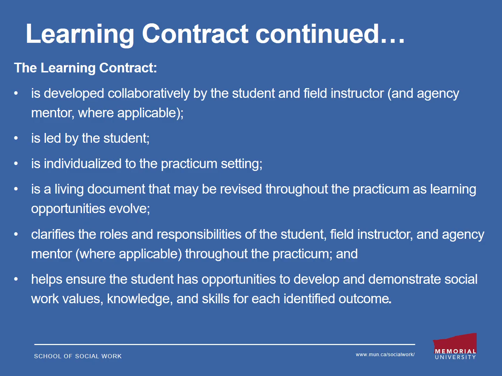The learning contract is developed collaboratively by the student and the field instructor and the agency mentor where applicable. It is led by the student. It is individualized to the practicum setting, and it is a living document that may be revised throughout the practicum as learning opportunities evolve. It also clarifies the roles and responsibilities of the student, field instructor, and agency mentor where applicable throughout the practicum, and helps ensure the student has opportunities to develop and demonstrate social work values, knowledge, and skills for each identified outcome. A well-developed learning contract supports intentional learning, meaningful supervision discussions, and ongoing reflection throughout the practicum.